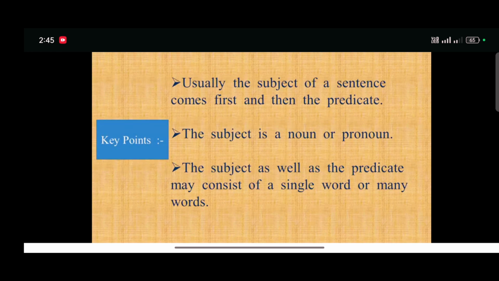Repeat these key points after me. Usually, the subject of a sentence comes first and then the predicate. The subject is a noun or pronoun. The subject as well as predicate may consist of a single or many words.